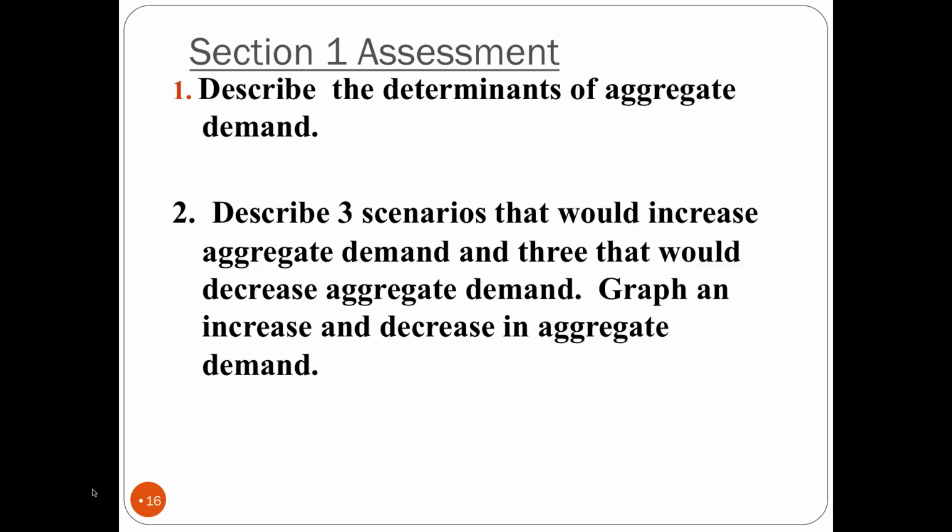For example, a scenario you might come up with might be people have less debt. Less debt means you're going to have more consumption. More consumption means more aggregate demand, and the aggregate demand curve is going to shift to the right, and you're going to graph that. So you can use that as your first scenario. Then you're going to come up with 2 more on your own, and then graph that increase and decrease in aggregate demand.